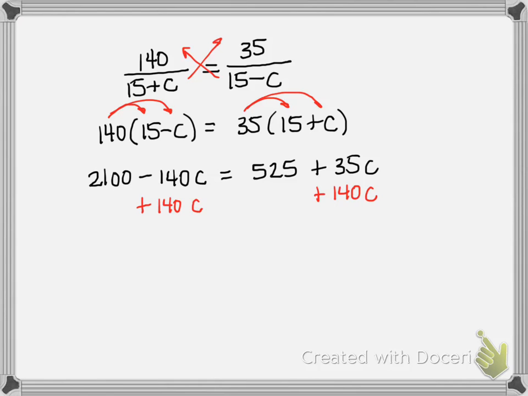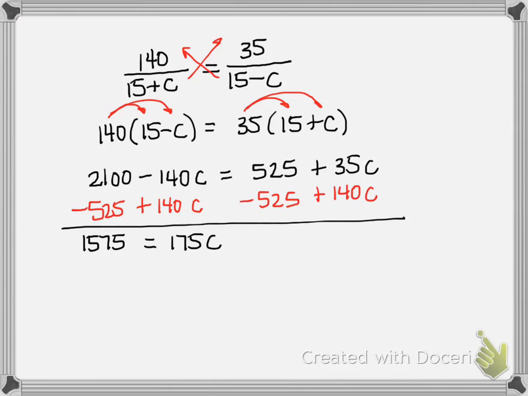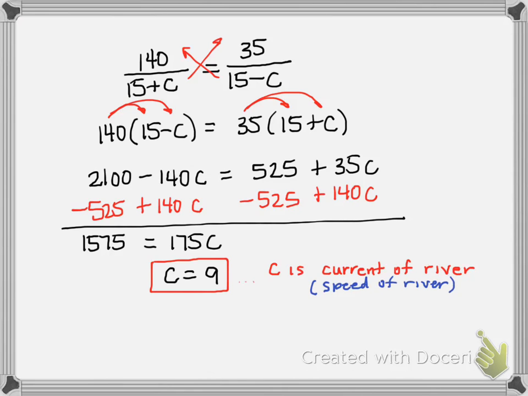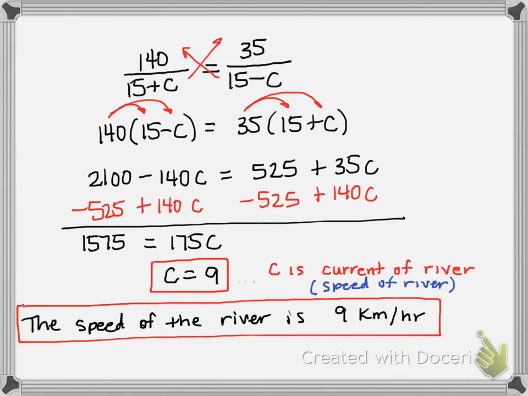We'll add 140c to both sides, and subtract 525 from both sides to get all of our c's on the right and all of our numbers on the left. And so we get 1,575 equals 175c. Divide by 175, and we get that c equals 9. And we have to remind ourselves, what is c? Well, c is the current of the river, meaning the speed of the river, which is what we were there to solve for. So we know that the speed of the river is 9 kilometers per hour.